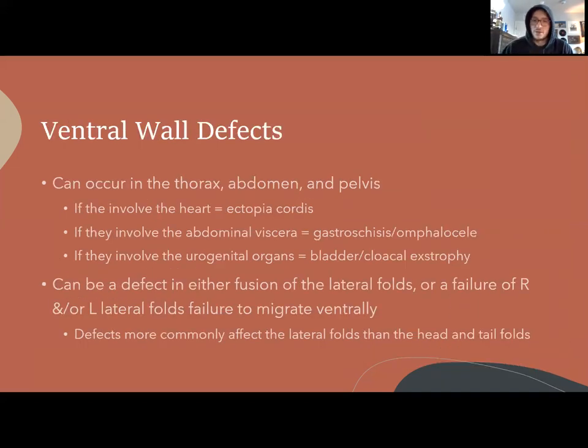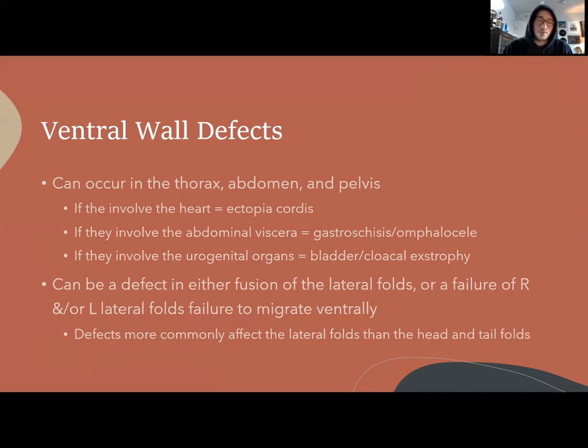So next we're going to move on to ventral wall defects that can occur. Ventral wall defects are going to be any failure of the midline to fuse, form, etc. These can occur in the thorax, abdomen, or pelvis, anywhere on the ventral wall, the ventral midline. If they involve the heart, it's going to be ectopia cordis. If they involve the abdominal viscera, you'll see gastroschisis and omphalocele. And if they involve the urogenital organs, you'll have either a bladder or cloacal exstrophy.